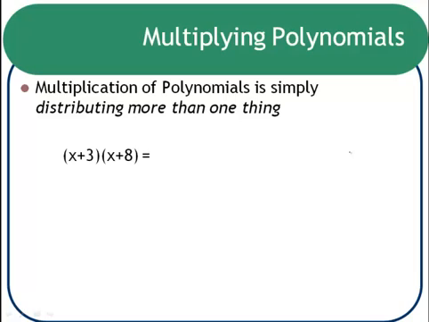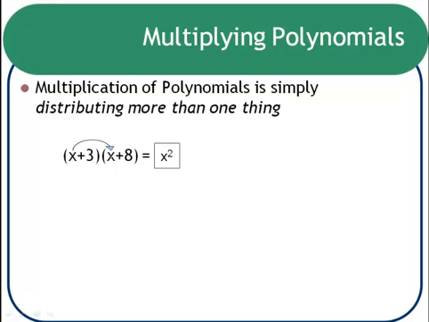Multiplying polynomials is really no more than distributing more than one thing. So here's an example. I'm multiplying 2 binomials together, and that will create a polynomial. To do that, instead of just distributing the 3 to these 2 things, I also have to distribute the x to both of those things. So I like to do that by drawing a series of arrows.